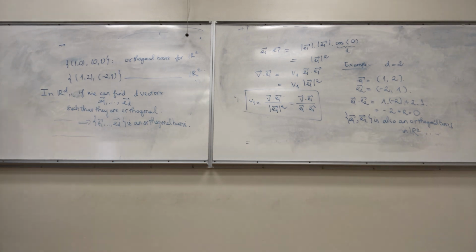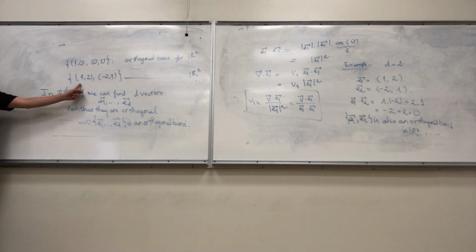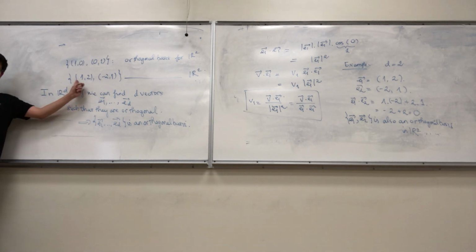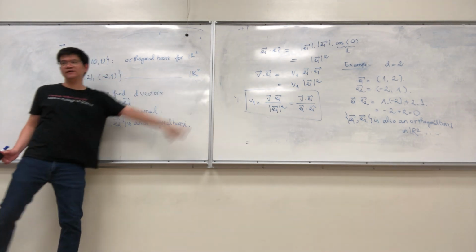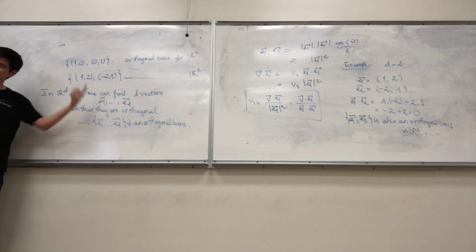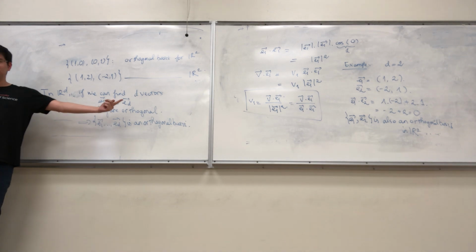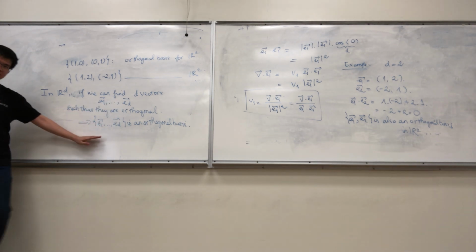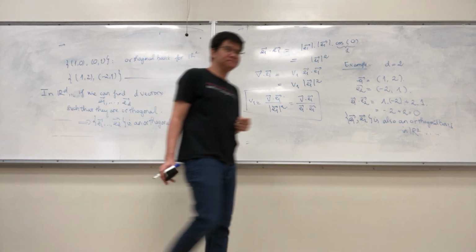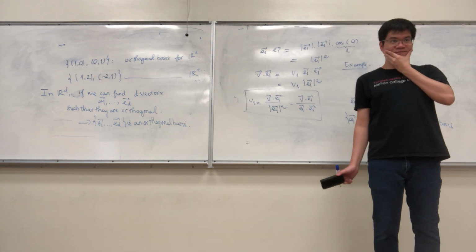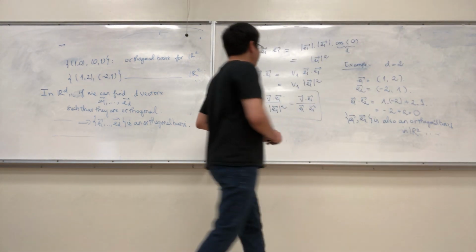In R2, I found these two vectors. They are orthogonal, and there are 2 of them, so this is an orthogonal basis. In RD, I can find D vectors such that they're all orthogonal, so I say that this is also an orthogonal basis. Is it clear?